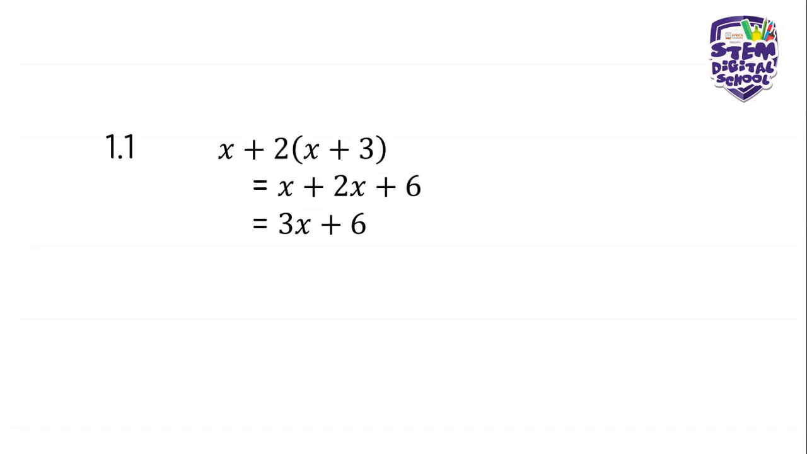Because what you do, you simply break the bracket by 2, and then 2 times x is 2x. 2 times 3 is 6. Thereafter, you just add x and 2x, which is 3x, and then plus 6. Right, I agree with you, Tyrese.